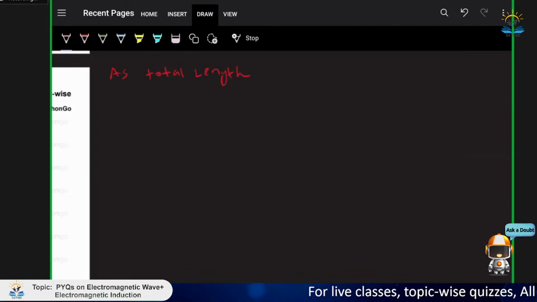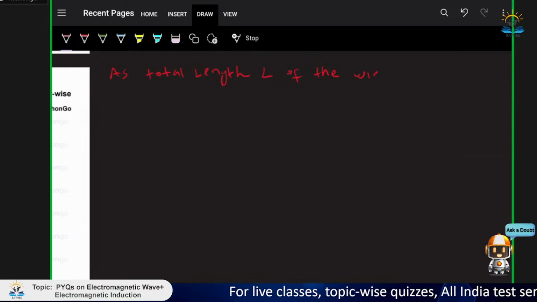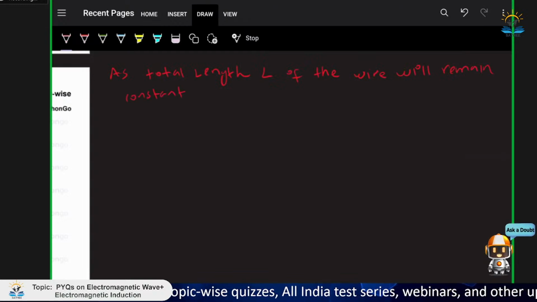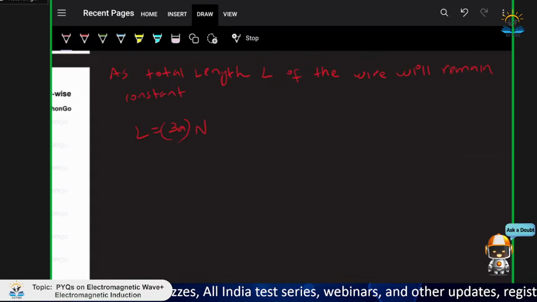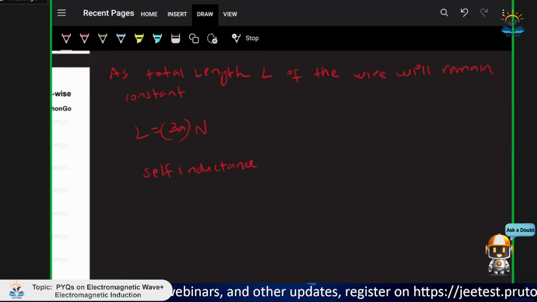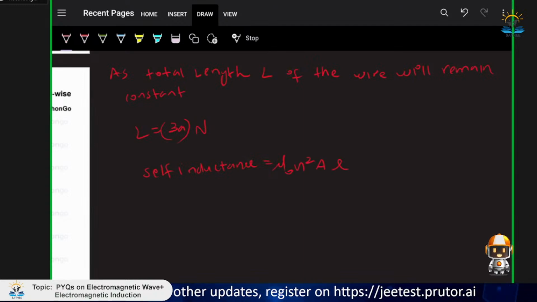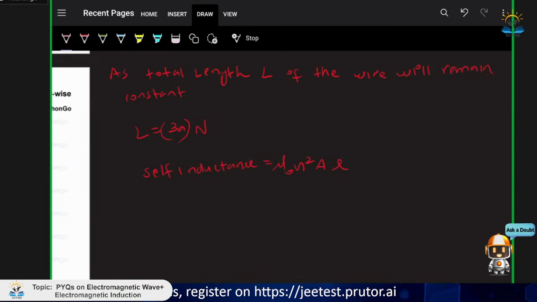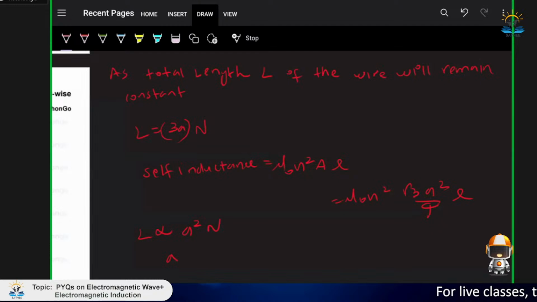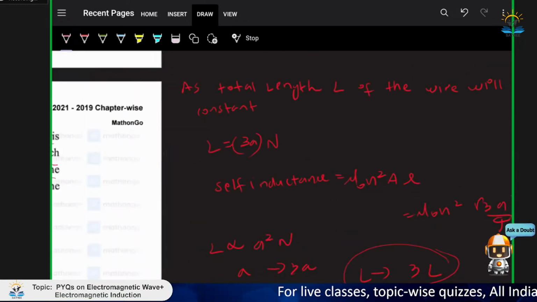Total length L of the wire will remain constant. So L will be 3AN, correct? So self-inductance will be how much? Mu naught N square A square by 4 into L. That is, self-inductance is directly proportional to A square N. So A increased to 3A, so self-inductance will become 3 times. Option 3 will be the correct answer. Okay, yes.